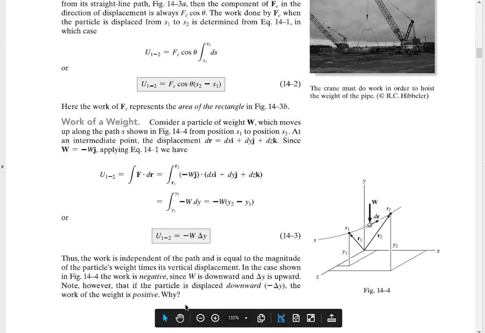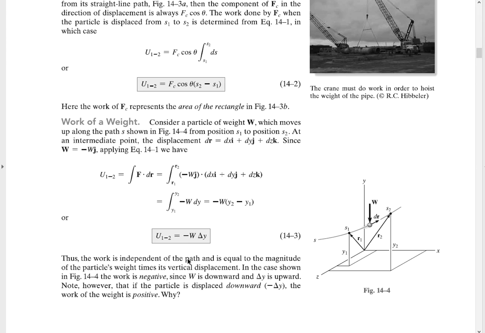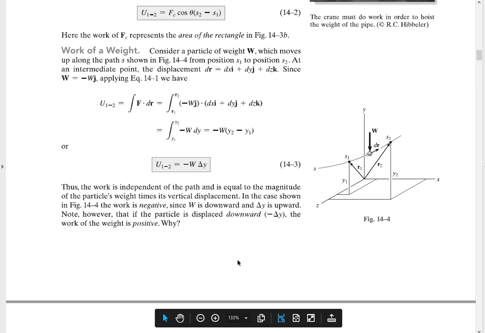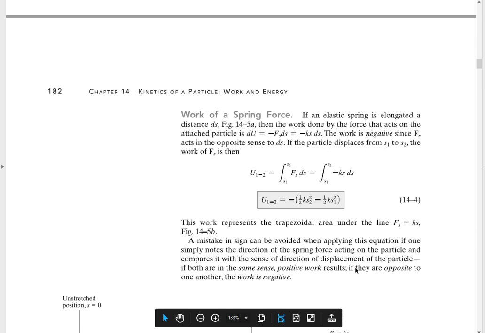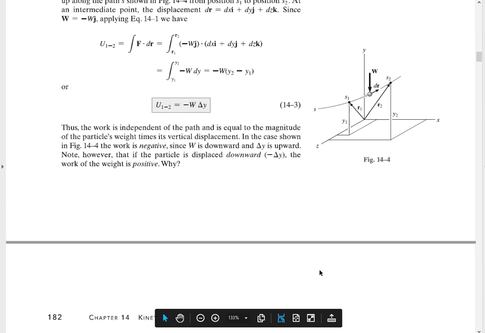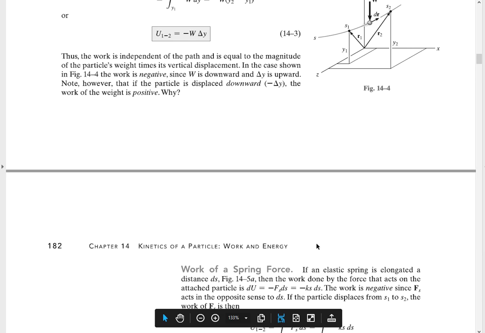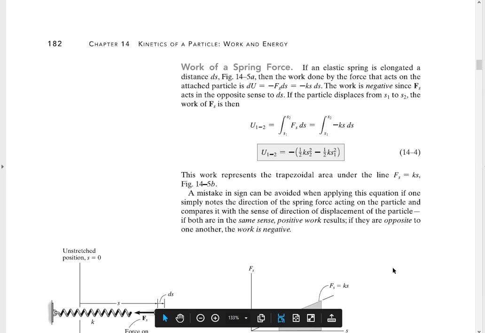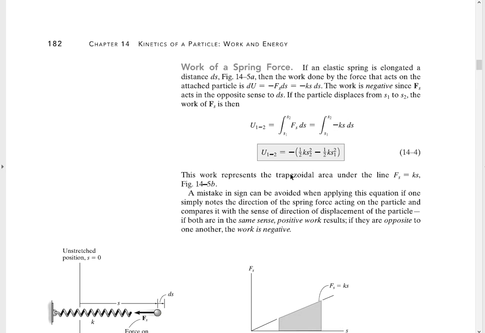So later on we'll discuss conservative forces, where the work depends only on the initial and final positions and not the shape of the path in between the two positions. And weight or gravity produces conservative forces. Weight forces are conservative forces, same as the spring forces, but that will be a little bit later.